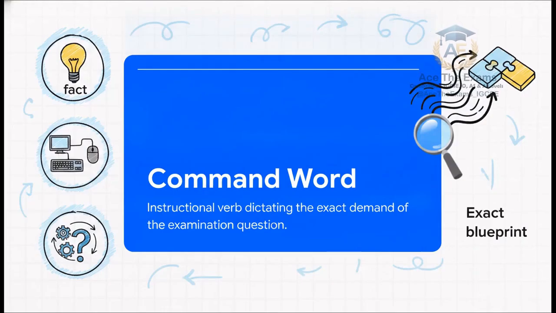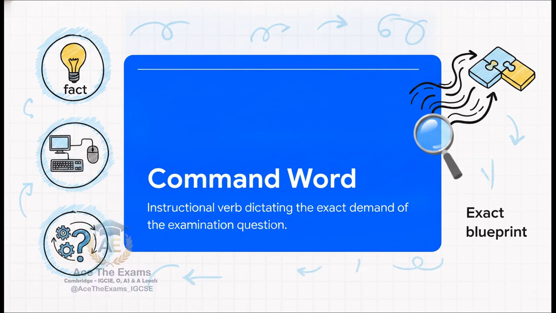So, to avoid their fate, we have to first decode the most important part of the prompt, the command words. These words dictate the specific tactical demand of your exam. Examiners honestly aren't trying to trick you. They're actually giving you the exact blueprint for your answer right there in the command word. Think of it like a decryption key. If the prompt says state, you just drop a quick, precise, single fact and move on. If it says describe, you tell them what the device or process actually is.